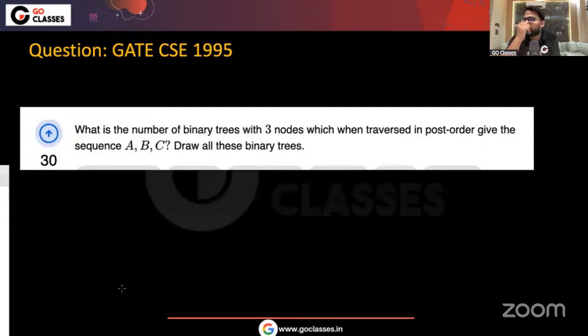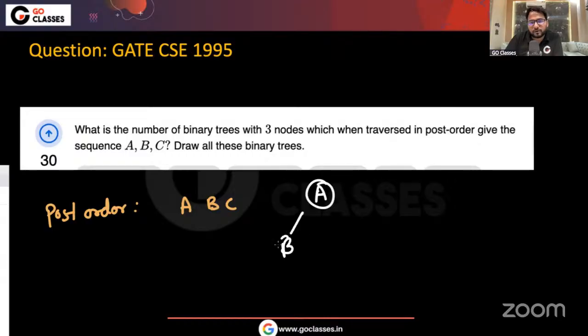What is the number of binary trees with 3 nodes when we traverse in post order given the sequence ABC? So basically they are saying that post order is given to you, which is ABC. How many trees can you make? I think we have seen we were able to make 5 trees, right?